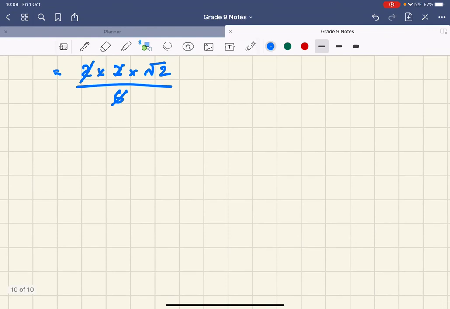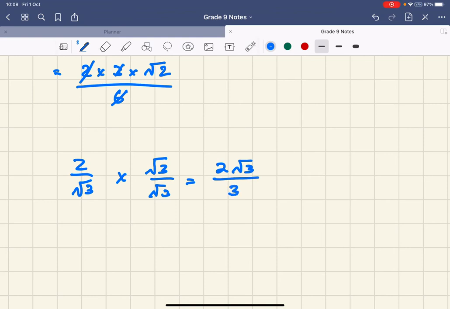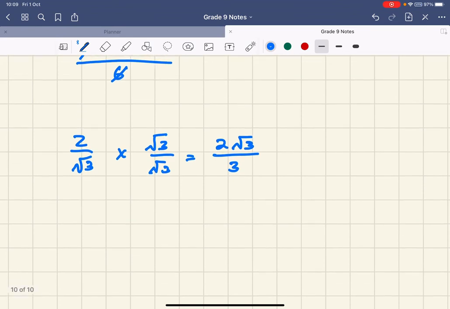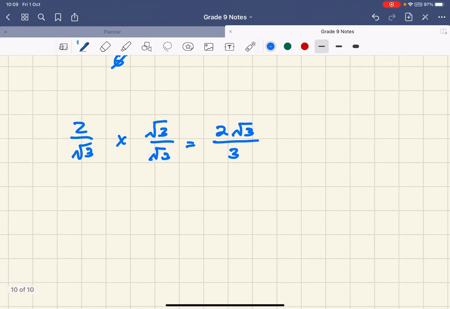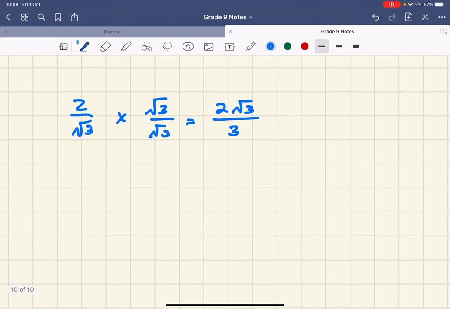So let's try this with a bit of a harder one. Let's try 2 over root 3. So all I need to do is to say let's multiply it by root 3 over root 3, and that gives me 2 root 3 on the top, and root 3 times root 3 is 3 on the bottom. I'm finished. I'm actually done. Because I've rationalised, I no longer have a radical or a surd on the bottom. So that was really straightforward.